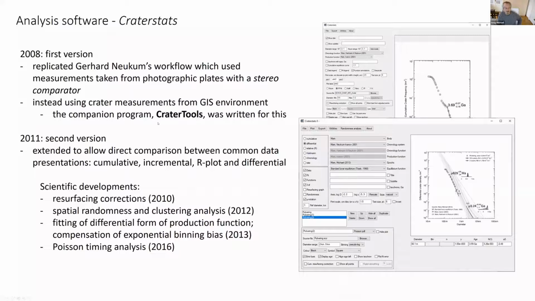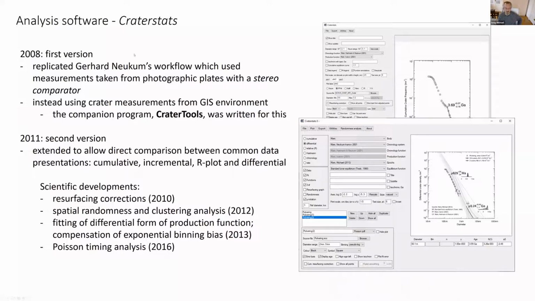In 2011, a few years after that, we decided to rewrite this Cratostat software to broaden its capabilities. In the beginning, it was just doing the cumulative plots and just replicating the old workflow that was done at Free University. We decided to make it a much more general tool and to incorporate all of the types of analyses that different groups are doing across the world, so that we were able to better compare what we were doing to what other people were doing.